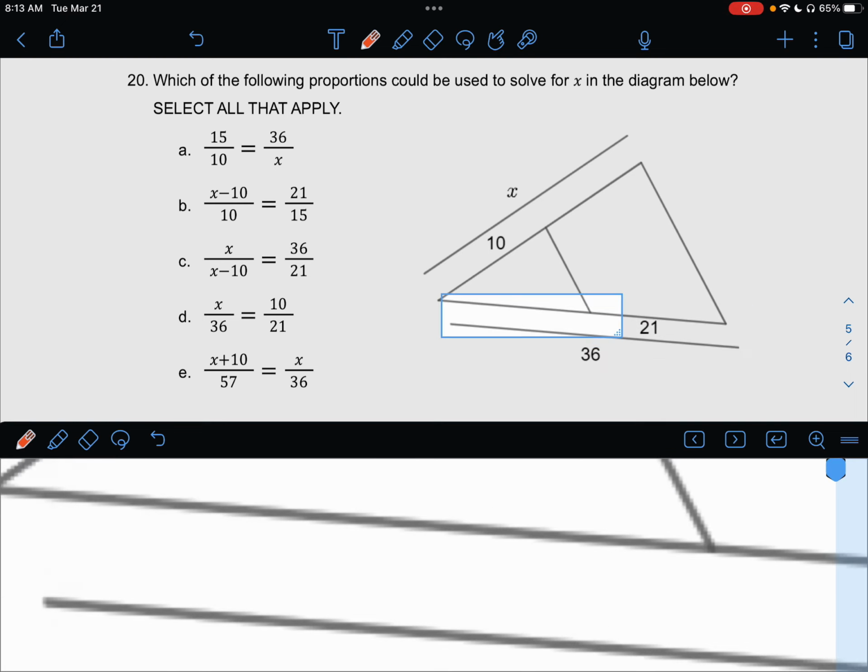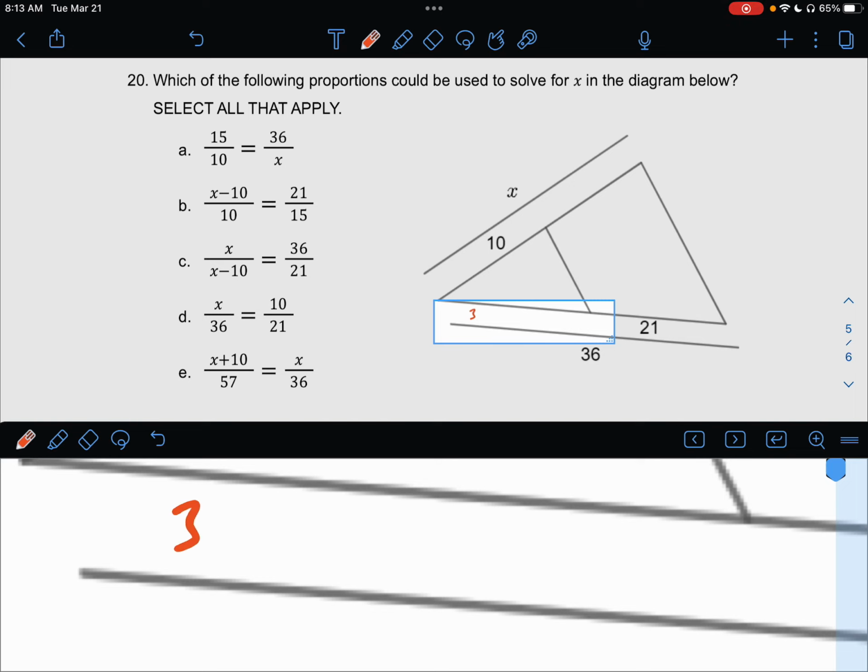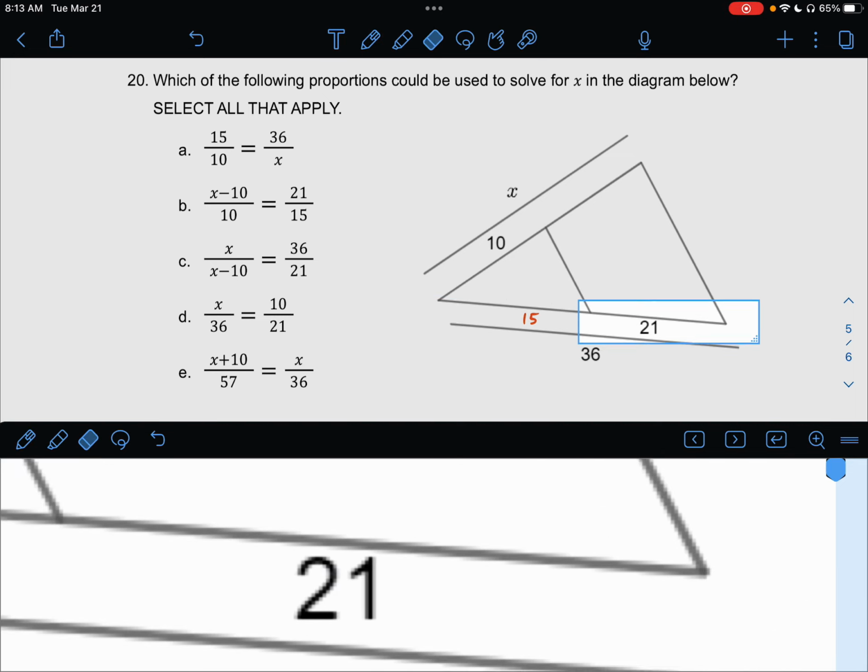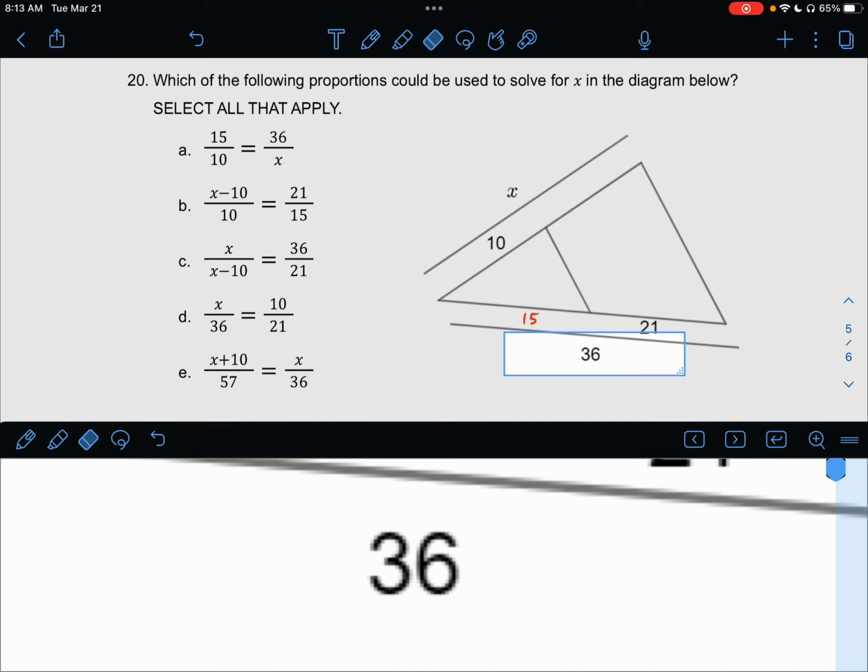So I do 36 minus 21, and I get that this right here is 15. Because I know that if I were to add the 15 and the 21 together, it would give me that entire length of 36.